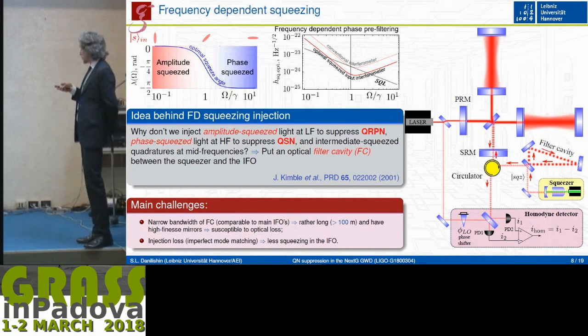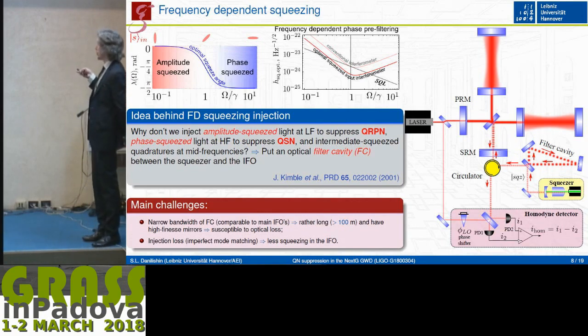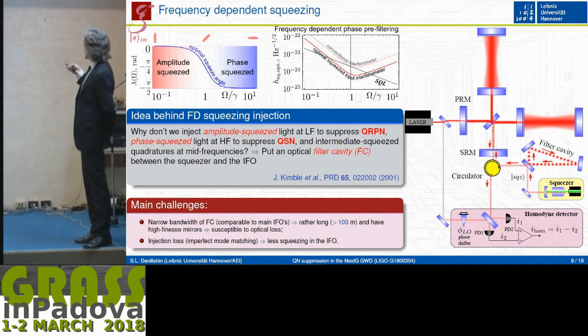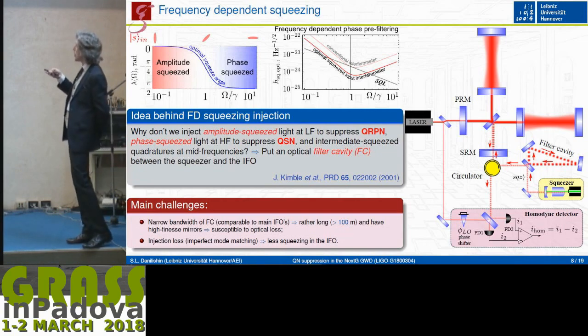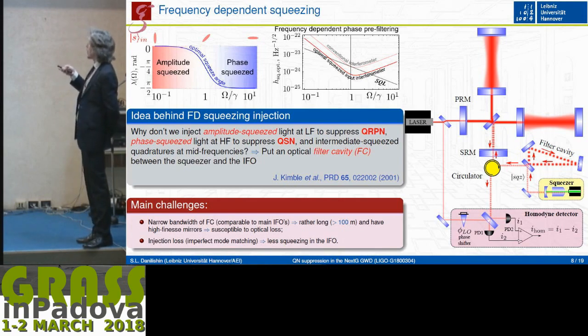There are some problems with that, because an additional device between the squeezer and the interferometer means more loss, and loss is detrimental for quantum correlations, which is basically squeezing. Another problem is that the frequency at which the rotation has to be done, which defines the bandwidth of the filter cavity, is actually quite low. It's around 100 or several tens of hertz. And that means that this should be either a very long cavity or a very high finesse cavity, which also means that it is more susceptible to loss.